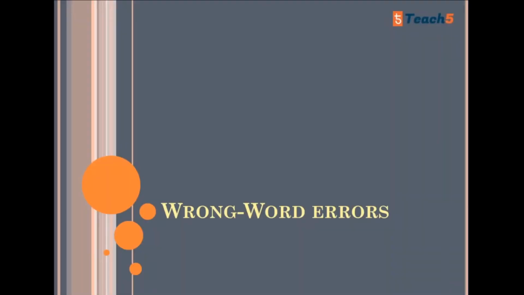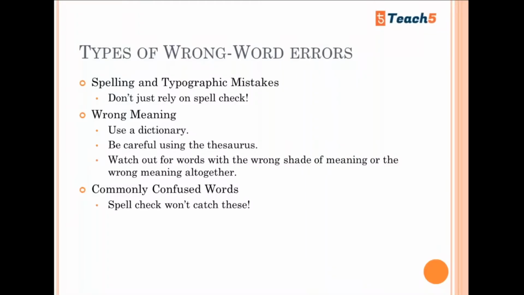Let's see, the first one is wrong word errors. What are wrong word errors? Types of wrong word errors. There are spelling and typographic mistakes. Don't just rely on spell check. Spell check may deceive you. So it may not give you the clear picture of what exactly the reader wants.